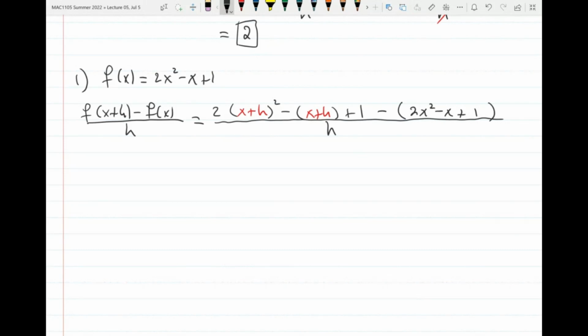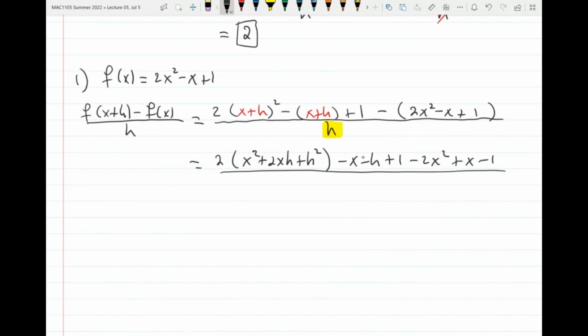Yes? Remember, our job is to get rid of this guy down here. So we don't stop until we accomplish this. Okay, so now it's just expanding and doing whatever we can here. So let's see. That would be x squared plus 2xh plus h squared, then minus x minus h plus 1 minus 2x squared plus x minus 1 over h. Again, I'm going to get rid of this guy. I already see some cancellations here. The x's are gone, these ones are gone.